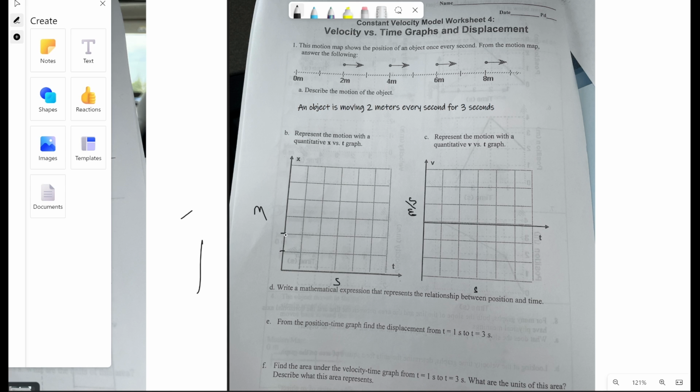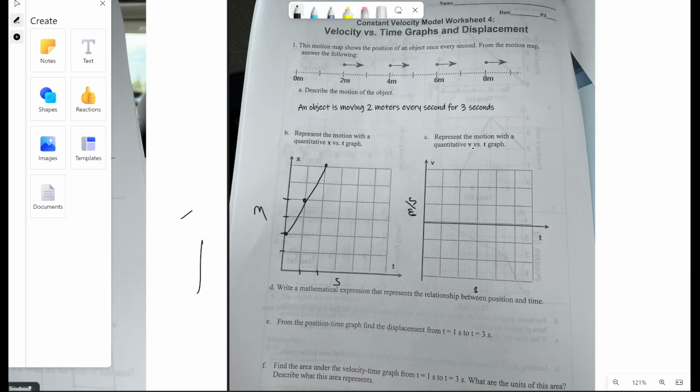And then they go 2 meters every 1 second. 1 second is going to be 2 meters later. 1 second is going to be 2 meters later. And your graph stops there, so personally I wouldn't go any further. I mean, you can continue the graph up here, but you'd have to draw a line up here.